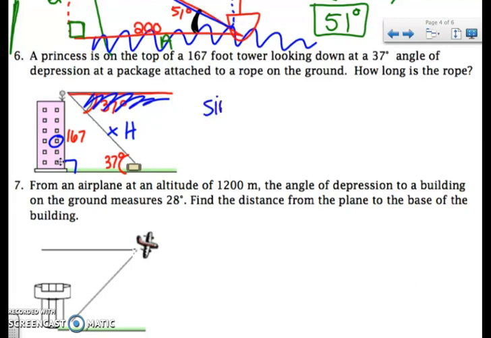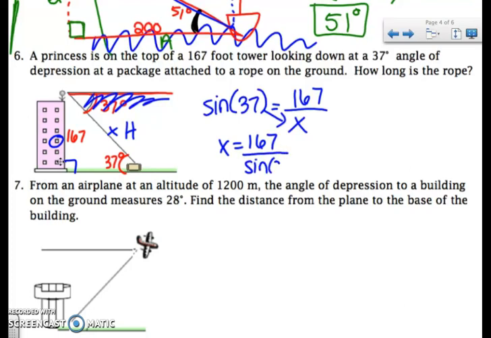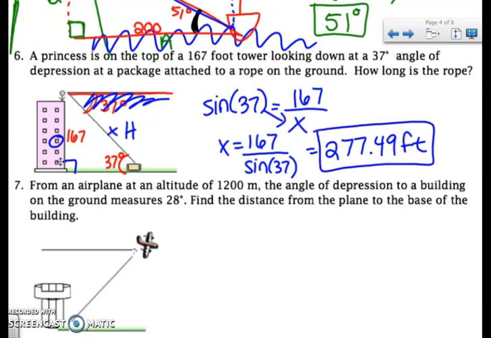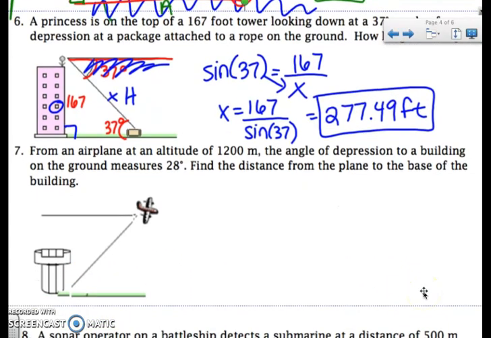So sine of 37 is going to equal opposite over hypotenuse. x is down low, so I'm going to switch them. So x equals 167 over sine of 37. When you divide those, you should get 277.49 feet. So that's how long the rope is attached to that package on the ground. Again, let me know if you have any questions at any point. Otherwise, we're going to keep moving on.